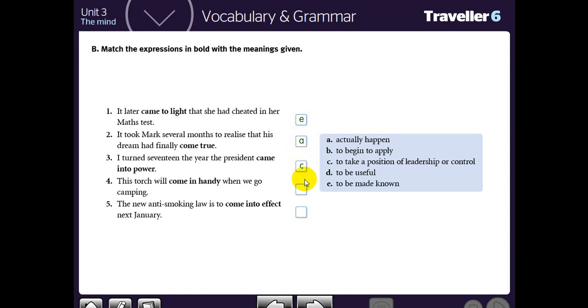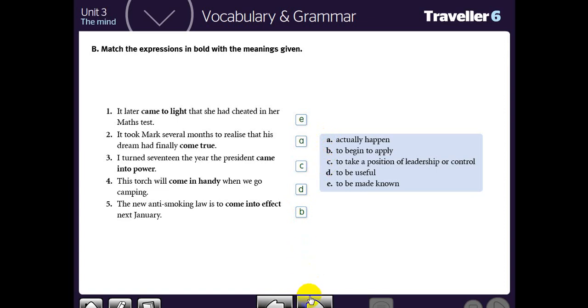Number 4. This torch will come in handy. Come in handy means it will be useful. Number 5 and the last one, the new anti-smoking laws to come into effect next January. Coming into effect means it must be applied in January. Should be applied. Yes, B. The answer will be B.